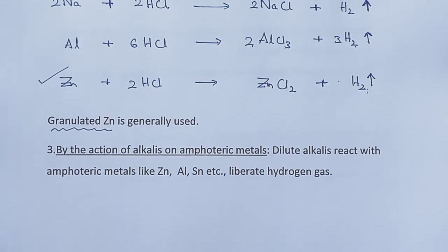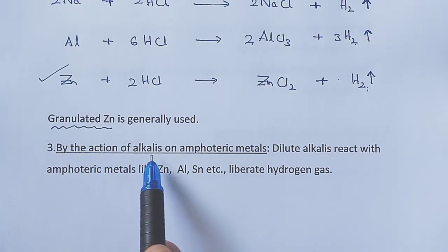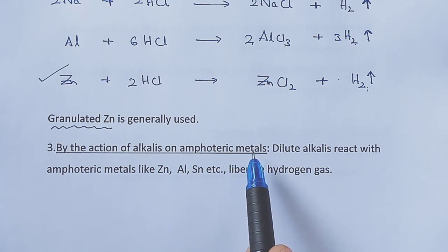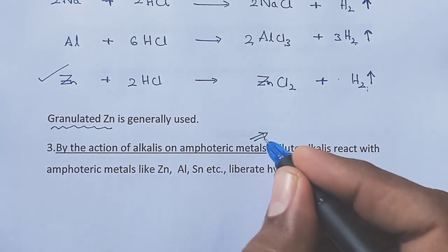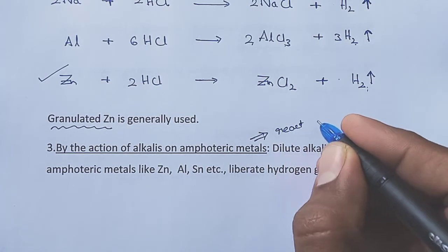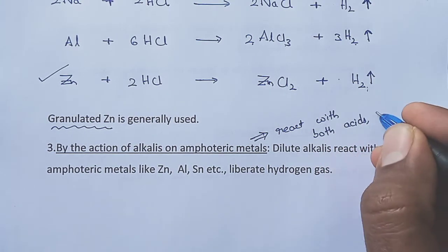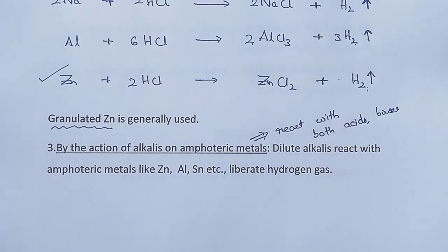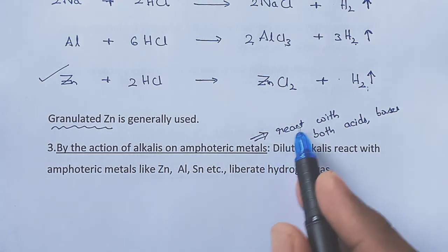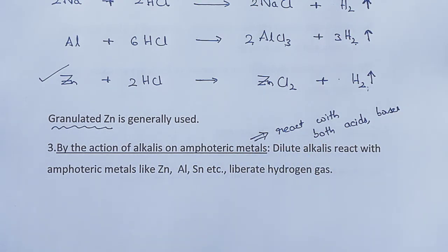Now let us write the third point. By the action of alkalis on amphoteric metals, hydrogen gas is produced. What are amphoteric metals? Amphoteric metals means the metals which can react with both acids and bases. Those are called amphoteric metals. When an alkali is made to react with these amphoteric metals, hydrogen gas is liberated. The general examples of amphoteric metals are zinc, aluminium, tin, etc.